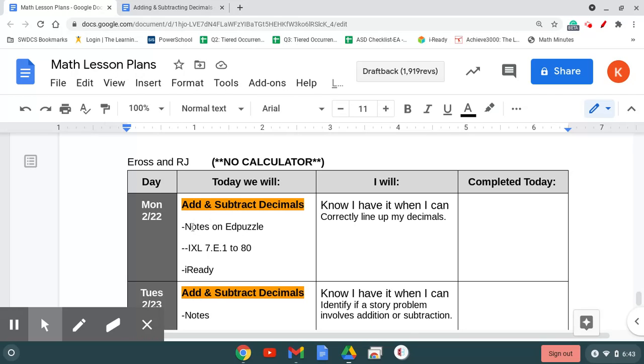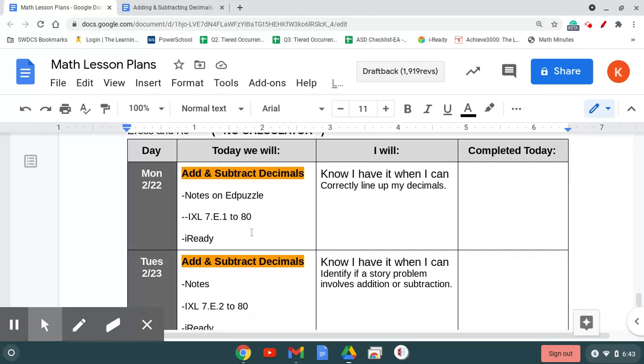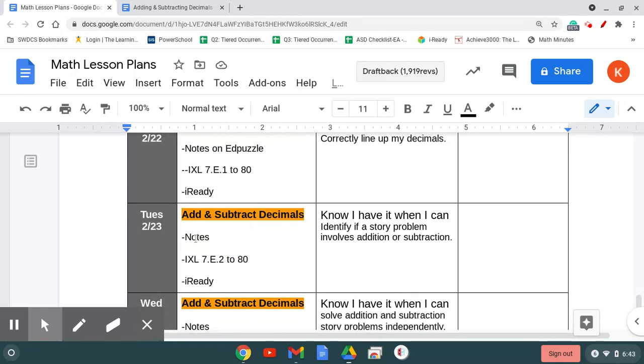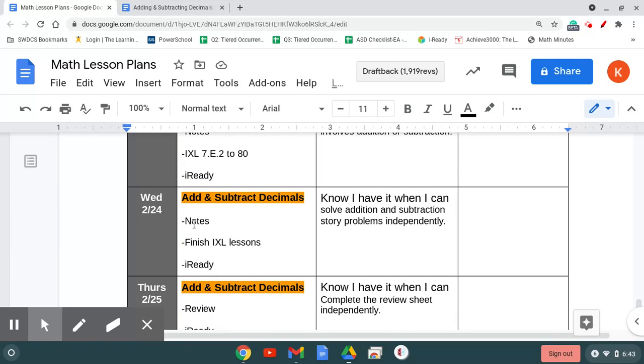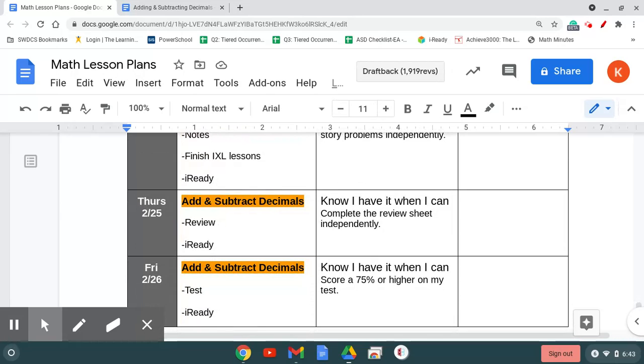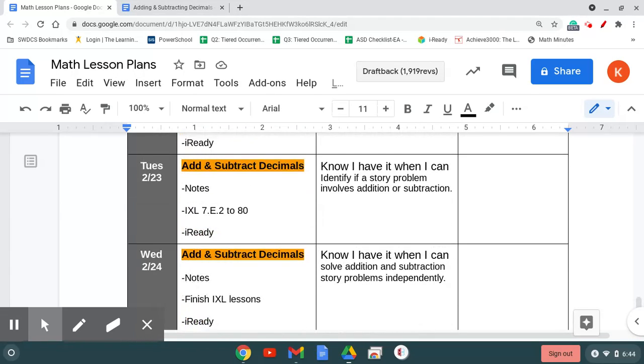So today you guys are going to do notes, and it's going to be a little bit of review of place value, and then we're going to talk about just the adding of decimals, some IXL, and then if you have time, iReady. Tuesday we're going to do the subtraction notes, some IXL. Wednesday we're going to get into some story problems and then finish the IXL. Thursday review, test Friday. So kind of like our normal weeks.